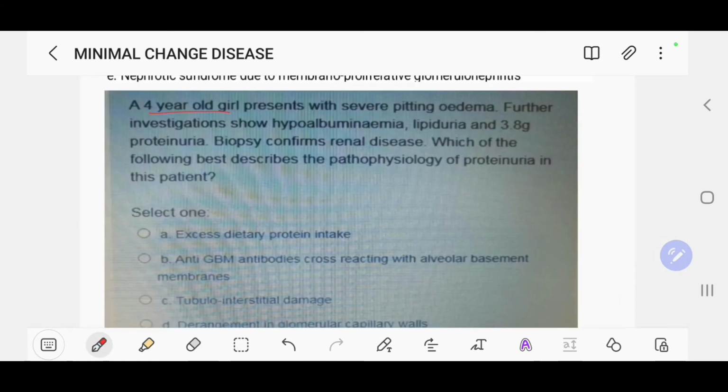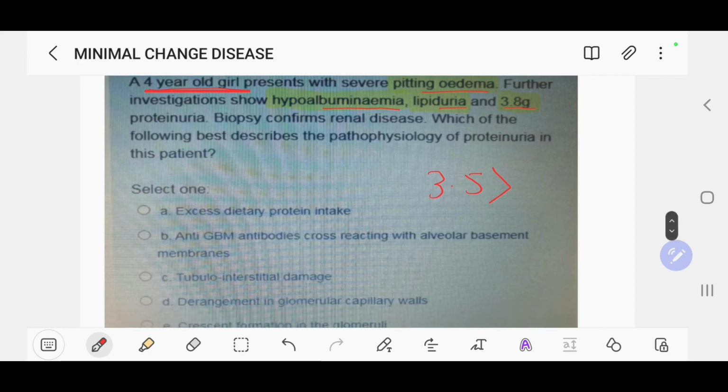Okay, the second MCQ. There is a 4-year-old girl presenting with pitting edema. Further investigation shows hypoalbuminemia, lipiduria and 3.8 gram proteinuria, which is again greater than 3.5 gram. From these findings, 3.8 gram proteinuria, lipiduria, hypoalbuminemia and pitting edema, I get that this is nephrotic syndrome. And epidemiology shows that this will mainly be a patient of minimal change disease, but it's not confirmed.